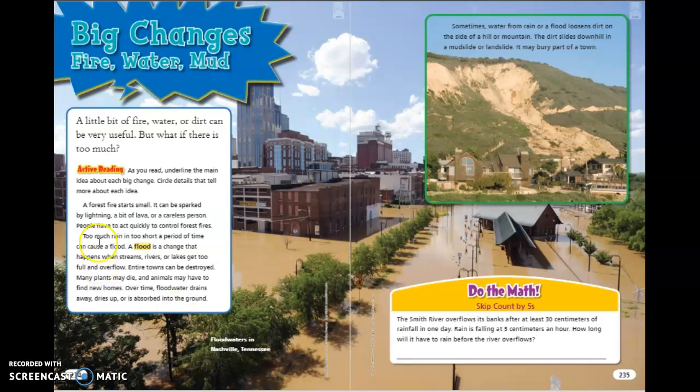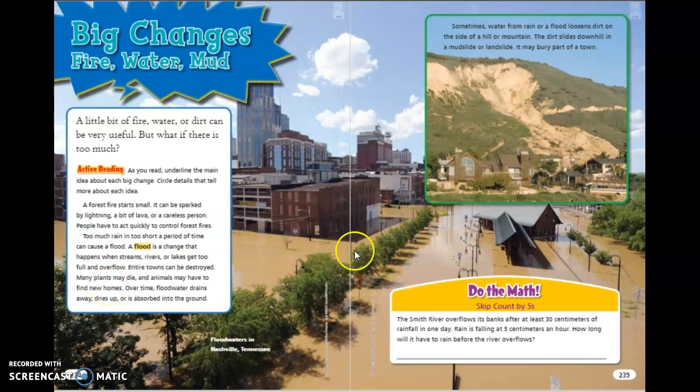Okay, the very first main idea you should have underlined would be a forest fire starts small. The detail that supports that is it can be sparked by lightning, a bit of lava, or a careless person. The other main idea that you should have found is too much rain in too short a period of time can cause a flood. The detail that supports that is entire towns can be destroyed. Many plants may die and animals may have to find new homes.